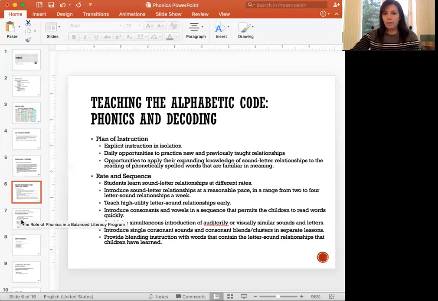Let's see. We covered most of this talking about explicit instruction in isolation. So what that means is when we have the modeled instruction, guided, and independent practice, that is explicit instruction. Students need the daily opportunities to not only practice, but also apply the letter-sound relationships that they've been learning.